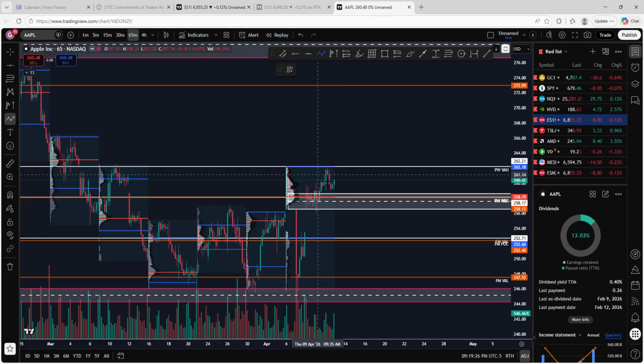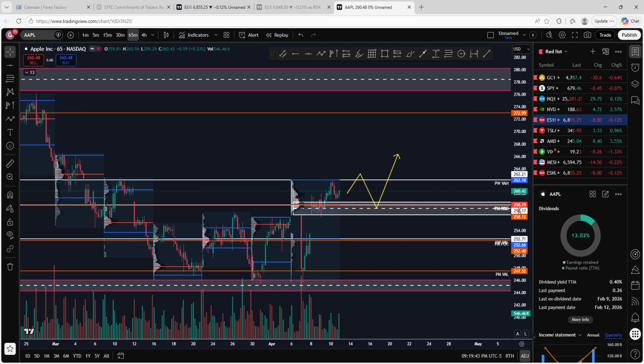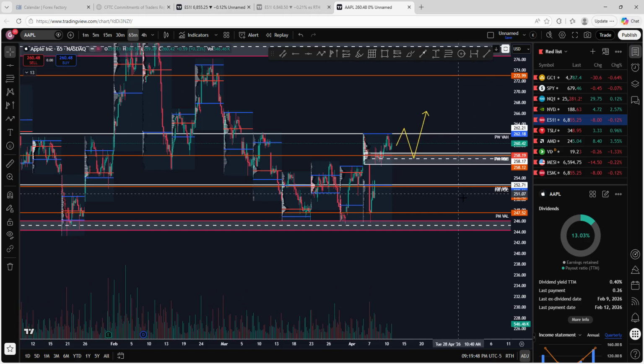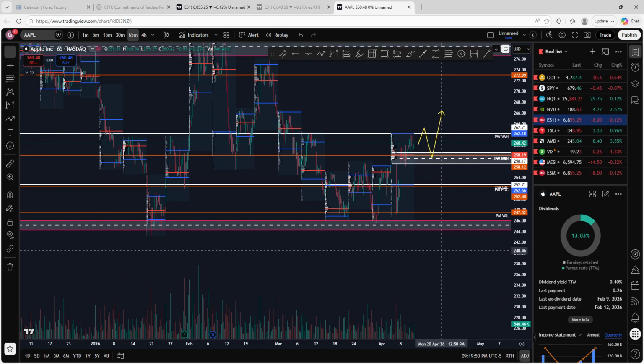They come and hit that VPOC, they do something like this. They come and hit this VPOC right here. They give you change of character here. They pull back. Now these buyers have done something. And so now they pull back here. You take the market long, targeting 266. That would be a good play to take there.